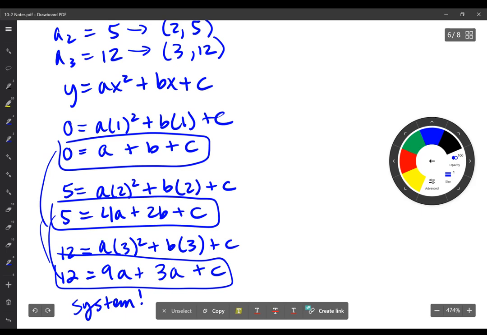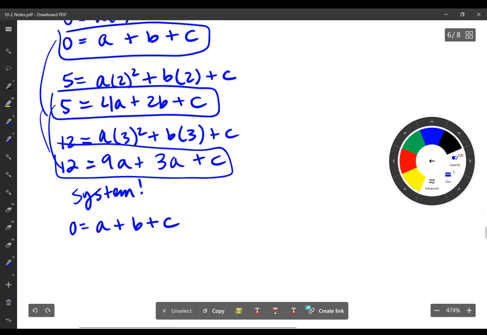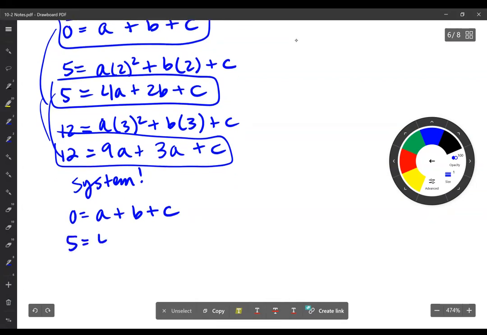And in order to solve for a, b, and c, I do need to have 3 equations. So I have 0 equals a plus b plus c. I have 5 equals 4a plus 2b plus c. And I have 12 equals 9a plus 3b plus c. So this is my system.